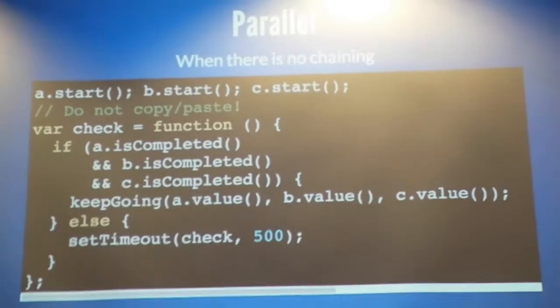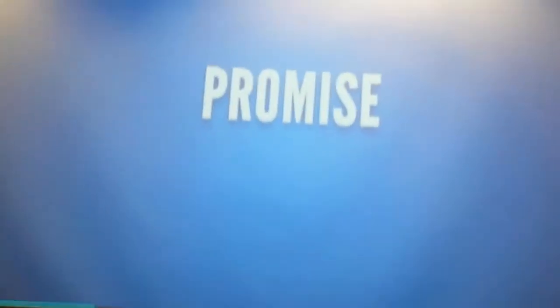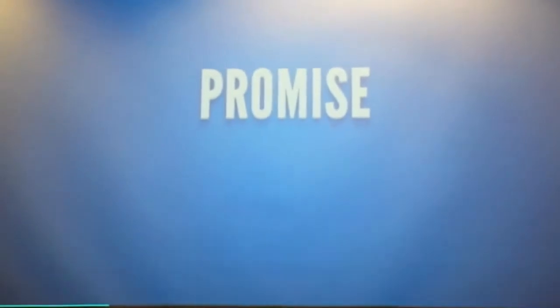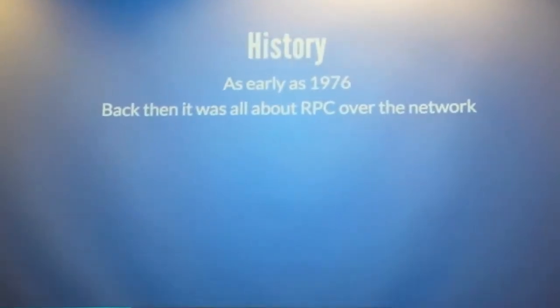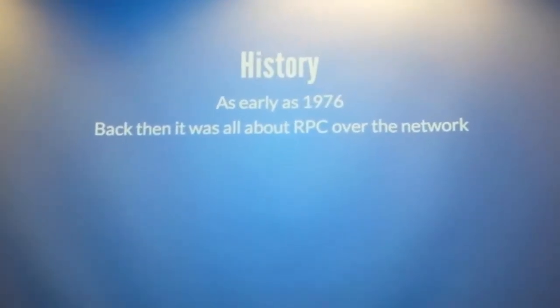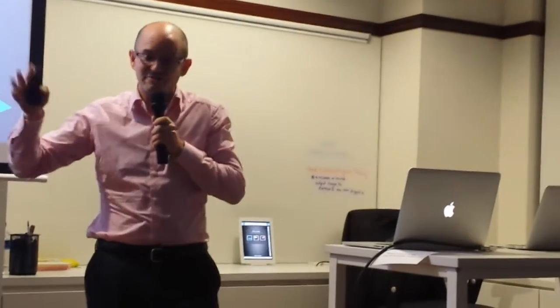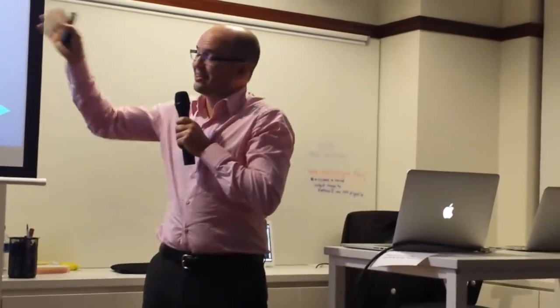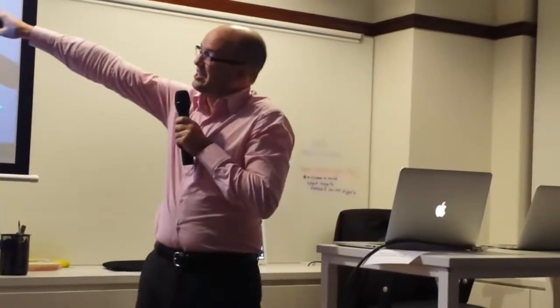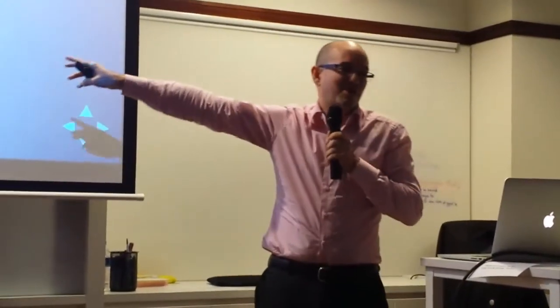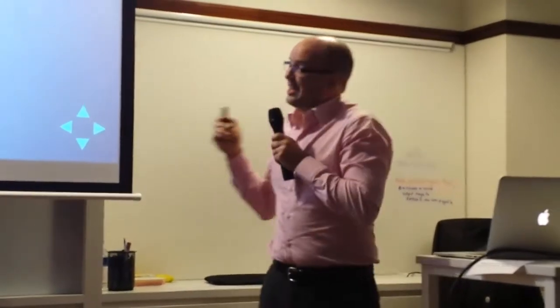So what is the solution? Well, the solution is the promise construct. That's what I'm going to talk about now. It actually started a very long time ago, in 1976. So people started talking about the promise construct and future values and deferred and whatnot back in 1976. Back then, it was all about RPC over the network. So of course, the network was not TCP/IP; it was token ring or whatever, you know.